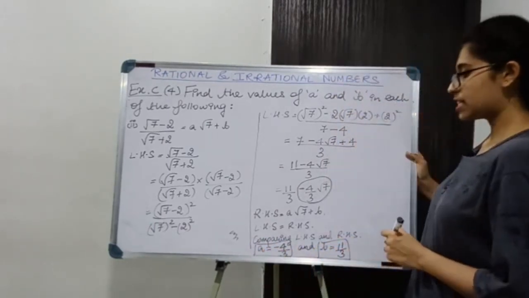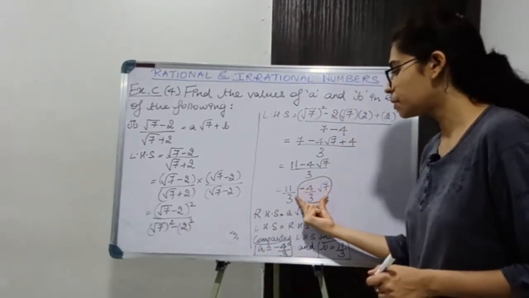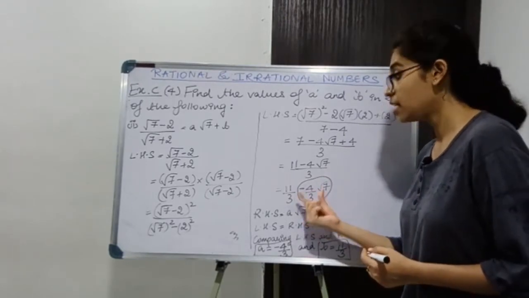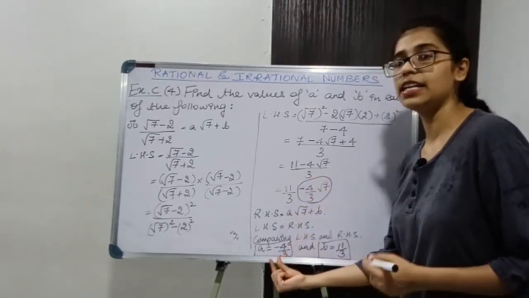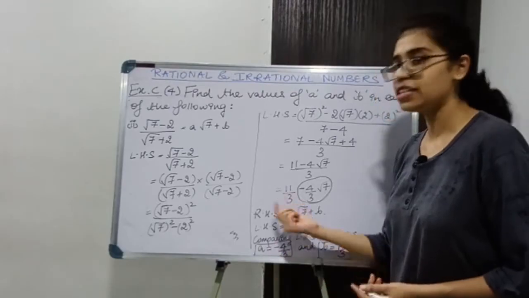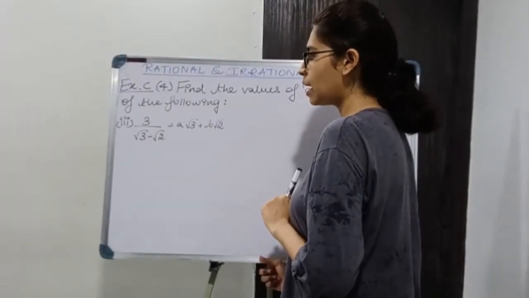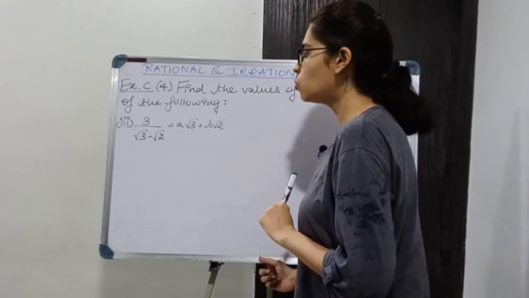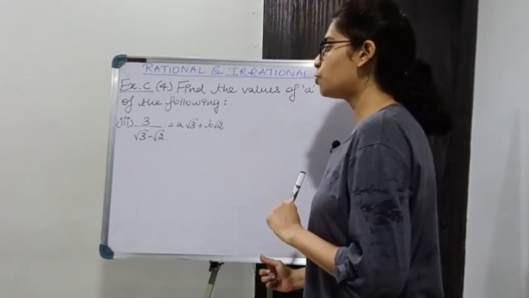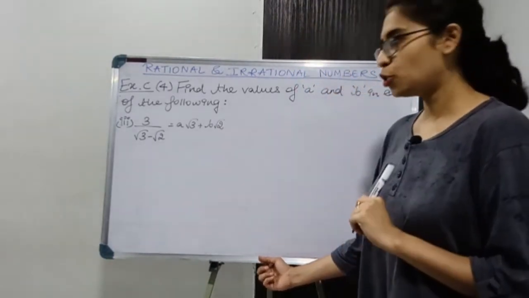Please be careful with signs. If a negative sign is associated, then you have to mention the sign as well. So please be careful about that. The third sum is 3 by root 3 minus root 2 equals a root 3 plus b root 2.